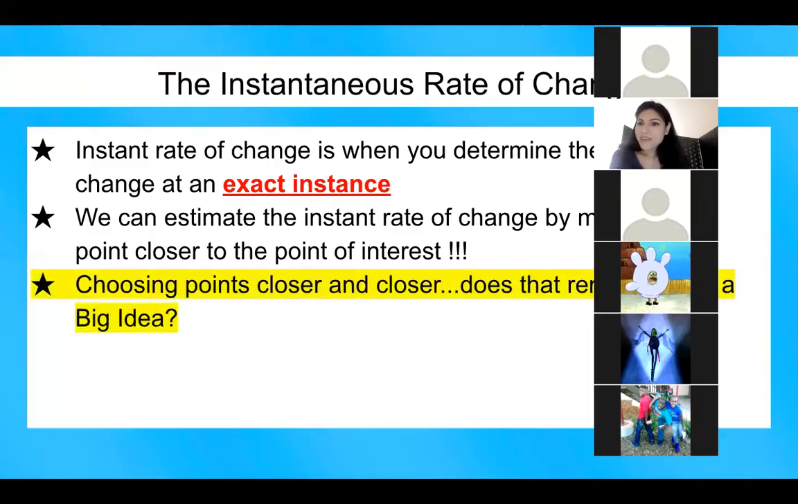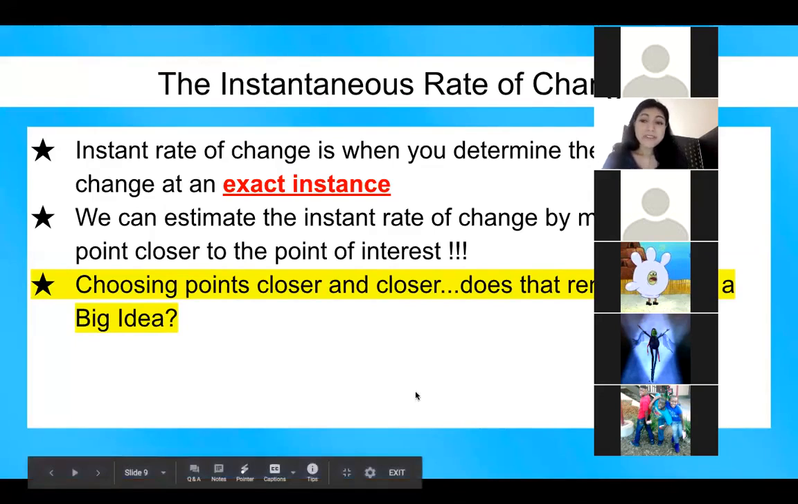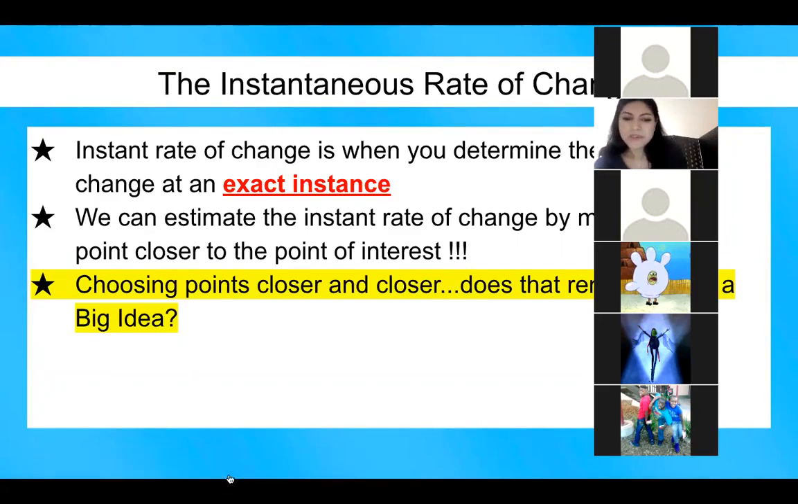I wonder if choosing 2 points that are very, very close together reminds anyone of a past big idea. I know it's been more than a week, but feel free to share if it reminds you of anything in the chat or not. It's okay. I'll give some time. When we're making points really, really close, I wonder if that reminds someone of a past big idea.